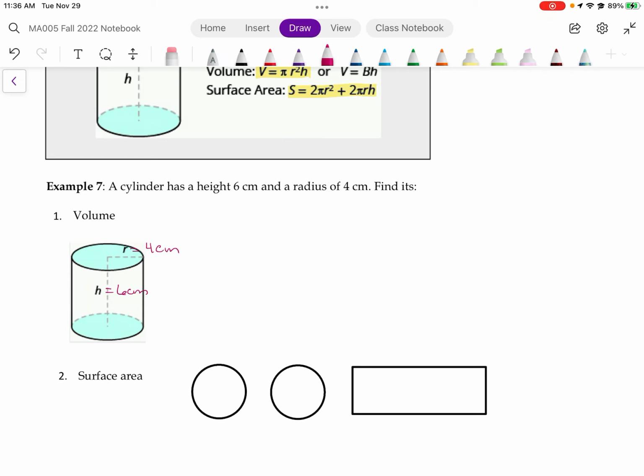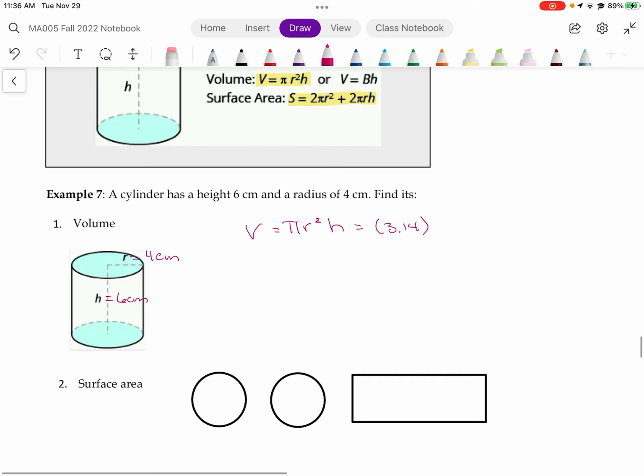All right, so the volume is pi r squared h. So that's 3.14, or the pi button. R squared is, R is 4, so 4 squared, and the h is 6. And just put it in your calculator. You can do it all in one step. And it is 301.44 centimeters, and this is volume, so they are cubed.